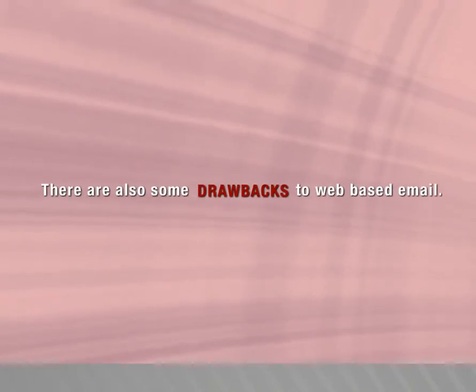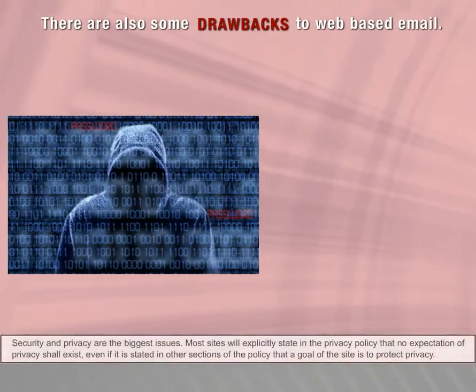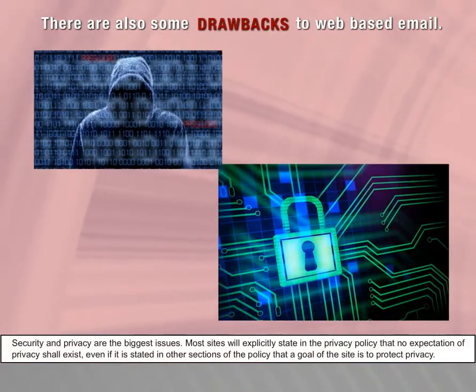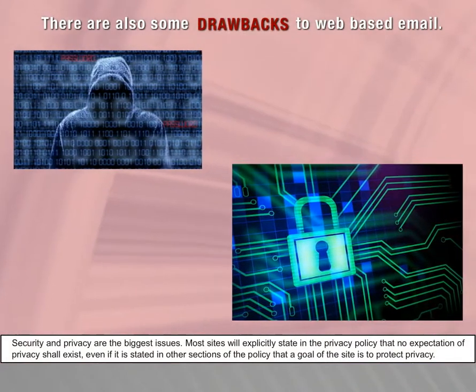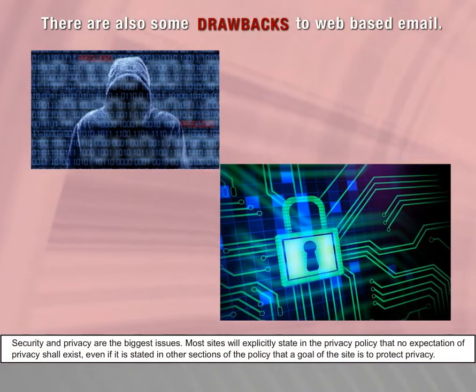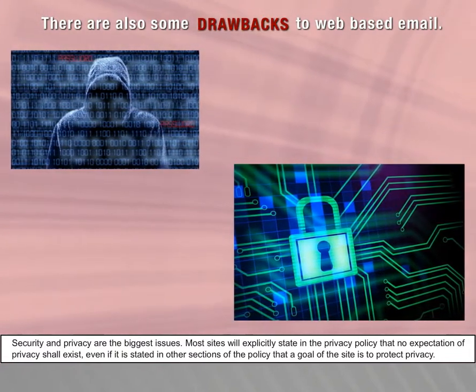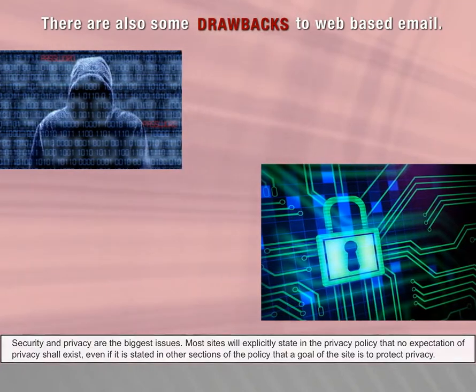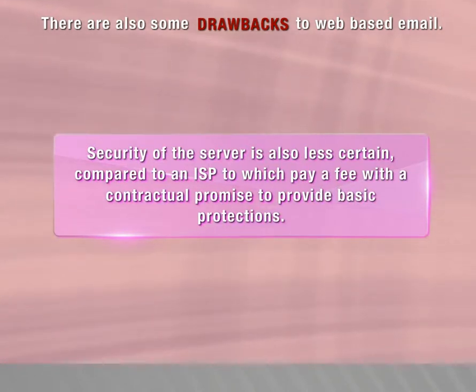There are also some drawbacks to web-based email, however. Security and privacy are the biggest issues. Most sites will explicitly state in the privacy policy that no expectation of privacy shall exist, even if it is stated in other sections of the policy that a goal of the site is to protect privacy. Security of the server is also less certain compared to an ISP, to which you pay a fee with a contractual promise to provide basic protections.